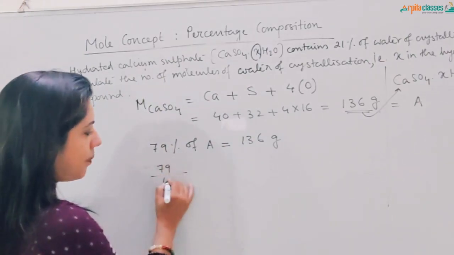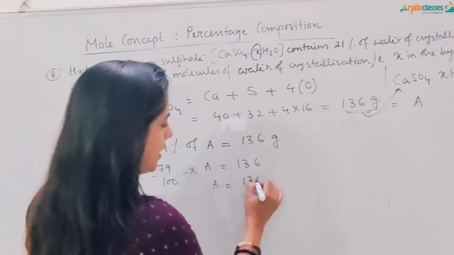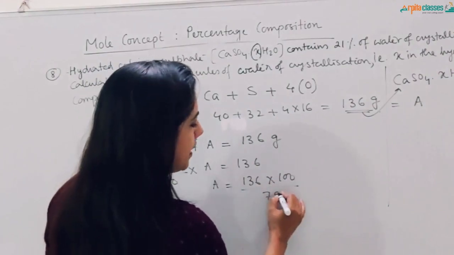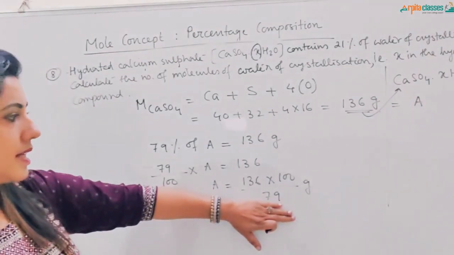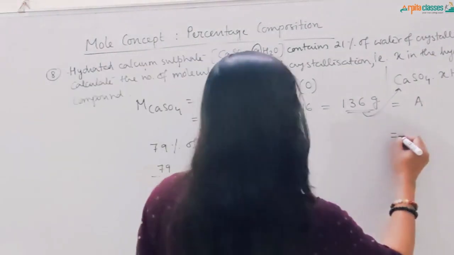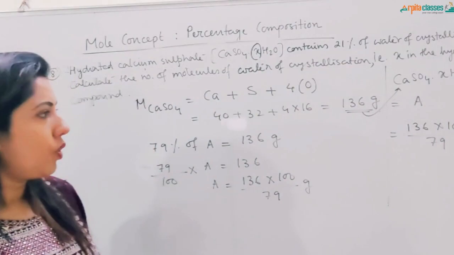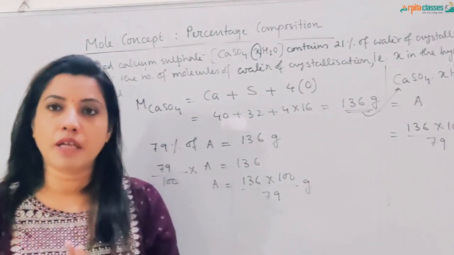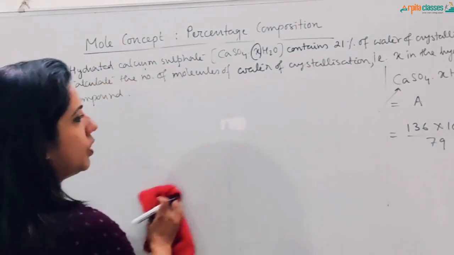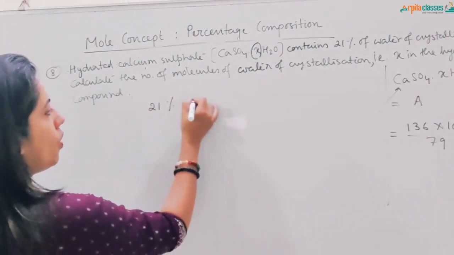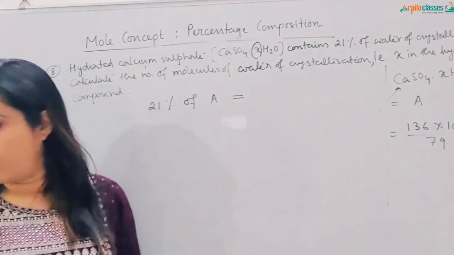So I'll write 79% of the entire molecule A is equal to 136 gram. Therefore, 79 upon 100 into A is 136 gram. Therefore, A is 136 into 100 upon 79 gram. So the weight of the entire compound is 136 into 100 upon 79. The rest of the amount, that is 21%, is water of crystallization. So I'll write it here: 21% of A is equal to the water of crystallization.